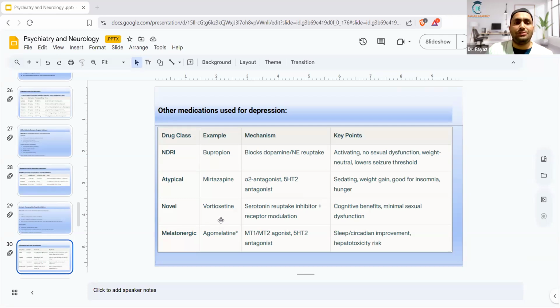There is a new medication class, vortioxetine. It comes under the brand name Trintellix. It is a reuptake inhibitor and also modulates the receptor to make it more effective for the serotonin to act on the distal nerve that's receiving the signal. Vortioxetine doesn't have any sexual dysfunction issue, and it also improves cognition or memory.